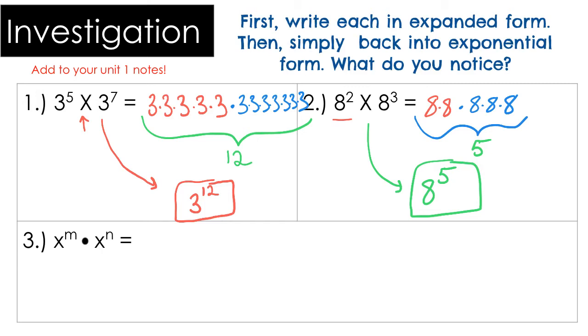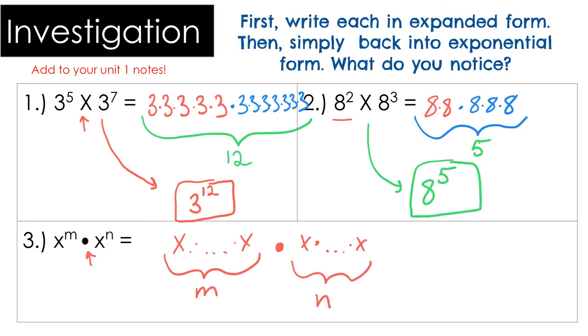So now we have x to the m times x to the n. Well, this is x multiplied by itself m times, multiplied, because we have multiplication here, by x times itself n times. Well, what's our rule? What's our general understanding here? Well, x to the m times x to the n will result in x to the m plus n. We add the exponents together.